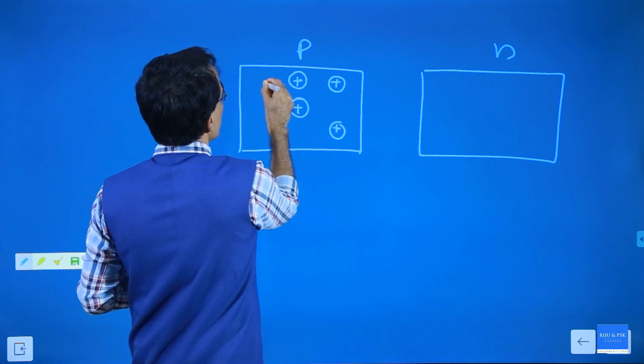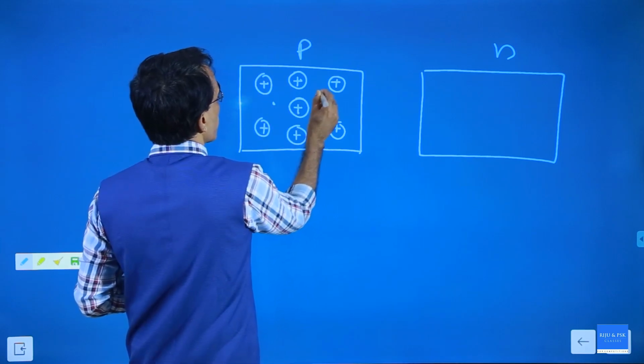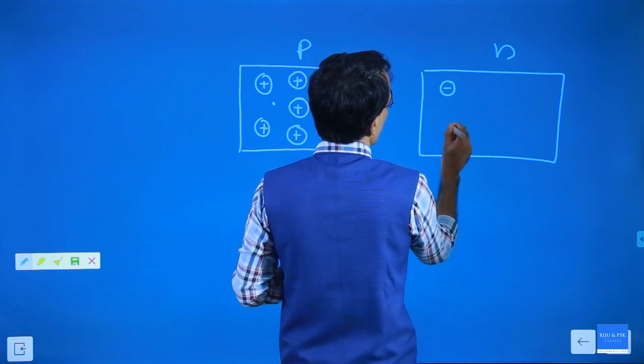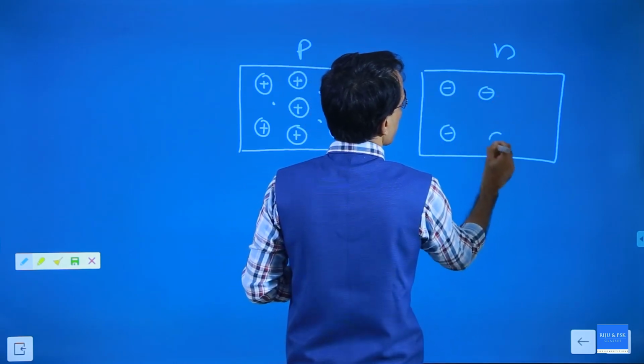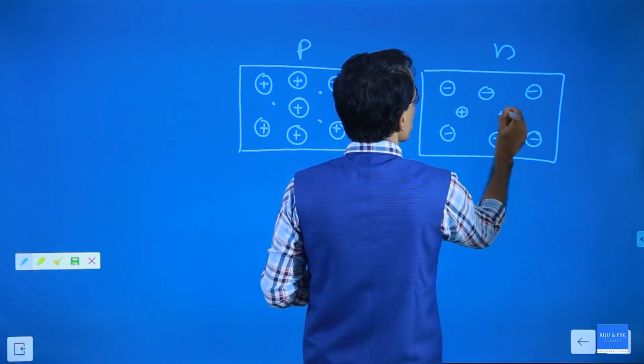Understand that there are a very few number of electrons inside this, and here what I can do is this, I can represent it as a larger number of electrons and few number of holes.